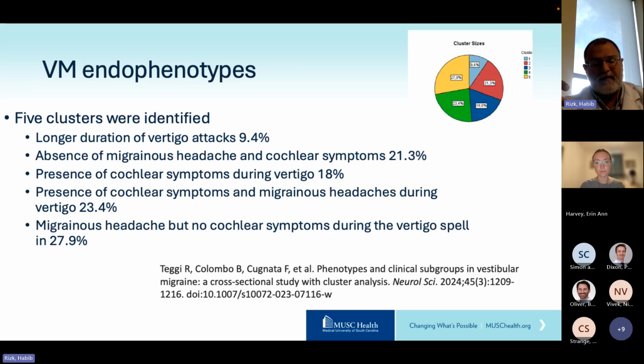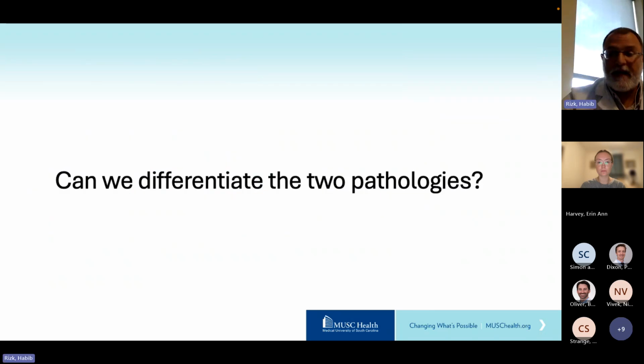And they had excluded from their population anybody who had a low-frequency hearing loss. So about 41% of patients with vestibular migraine, as we currently recognize it in the Barany Society criteria, had otologic symptoms during their attacks. And finally, 27.9% had migraine headaches and no cochlear symptom during the vertigo spell. The authors here speculate that there might be multiple types of pathways in which vestibular migraine can cause a vestibular symptom. In the long duration of attacks, and the last one, the migraine headaches but no cochlear symptoms, it's probably a central process. And the ones in the middle where there are cochlear symptoms, it's probably a vasospasm of the internal auditory artery, which leads to peripheral manifestations and a Meniere's type pathology.